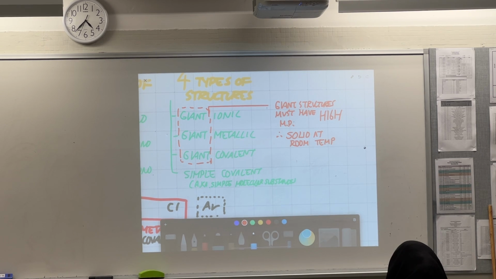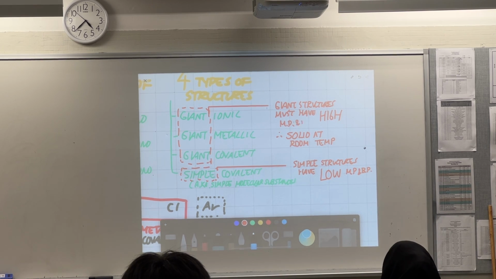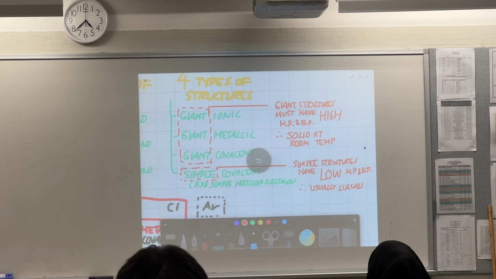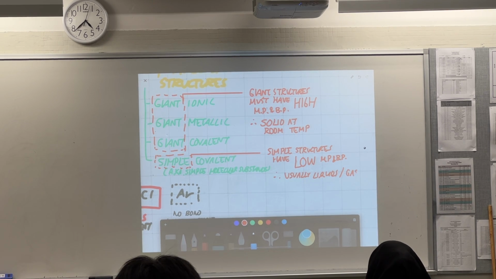Simple molecular substances, not so much. They are usually gases or liquids. They usually have lower melting and boiling points. So simple structures have lower melting and boiling points, and therefore they are usually liquids and or gases. But note that I said usually. There are exceptions though. Do you know what the state is for iodine at room temperature? Iodine is a solid.